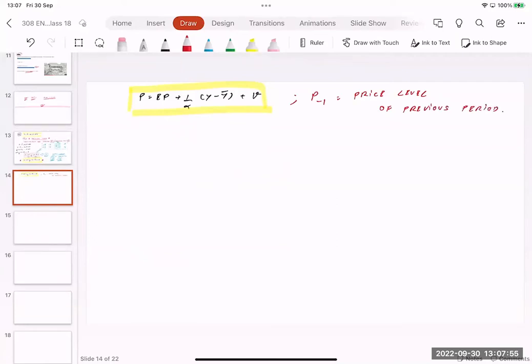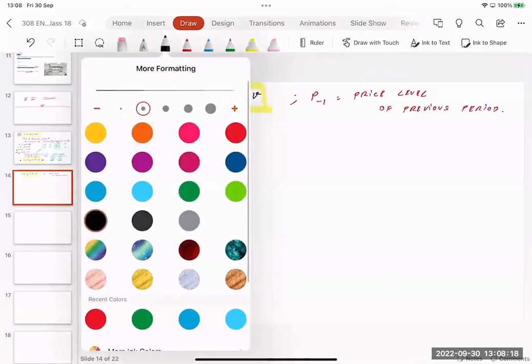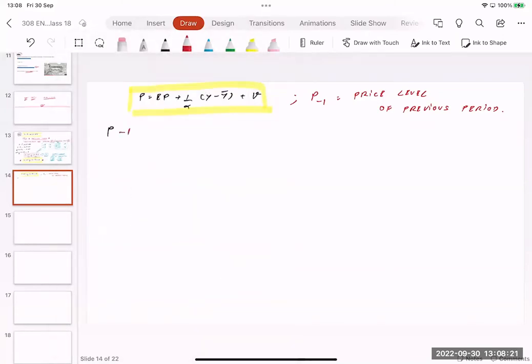So this is like the price in the previous period. If the price is monthly data, P minus 1 is the price of last month. If our data is annual, P minus 1 is going to be the price of last year. If P is daily data, P minus 1 is like the price level of yesterday. So this is the price level of the previous period. So what we're going to do is subtract P minus 1 on both sides of the equation, just like this, so that the equation stays the same.